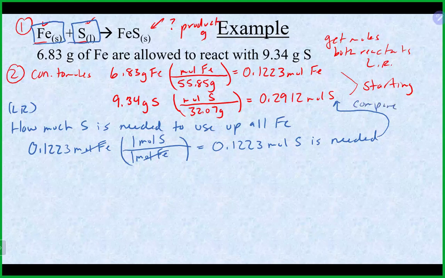And in this particular case, I need 0.122 moles of sulfur. I am starting with 0.2912 moles of it. Do I have enough sulfur in this case? I do. I got plenty of it. And because I have enough, what that means is the sulfur is going to be my excess reagent.